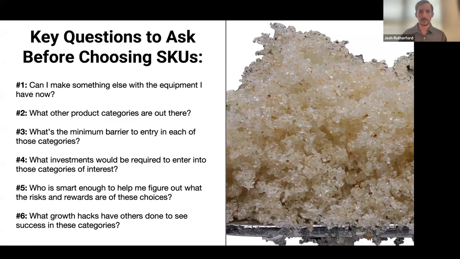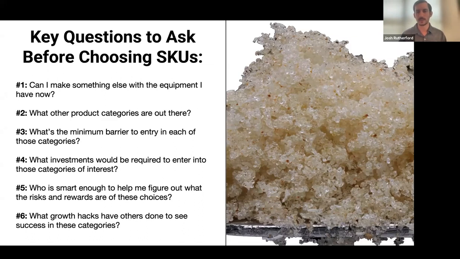Who is smart enough to help me figure out what the risks and rewards are of these choices? What growth hacks have others done to see success in these categories? We are a wealth of knowledge associated with helping businesses succeed. You see these happy hours, you see these executive types of events, you see these panels and webinars. Take advantage of them, and also use the data as much as you possibly can.